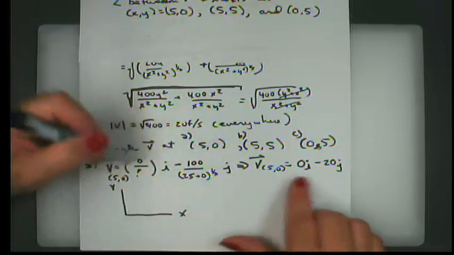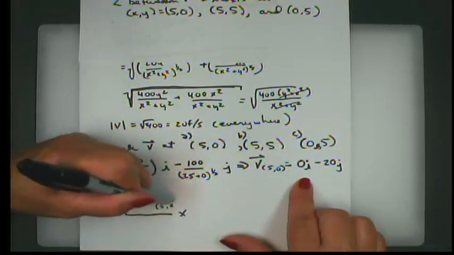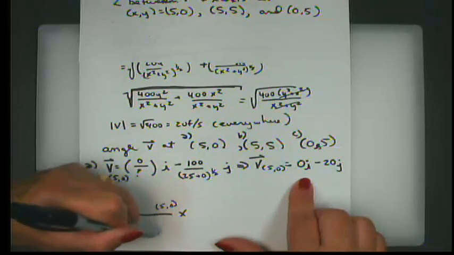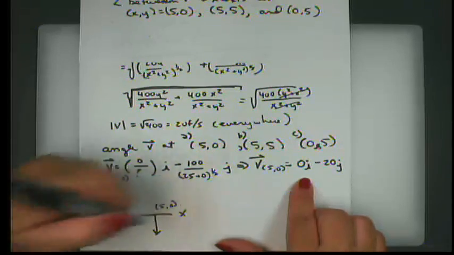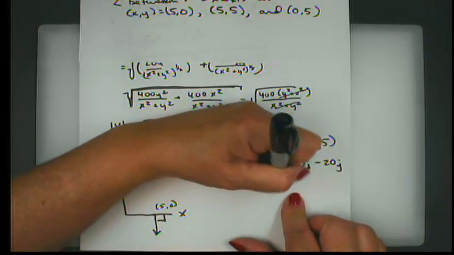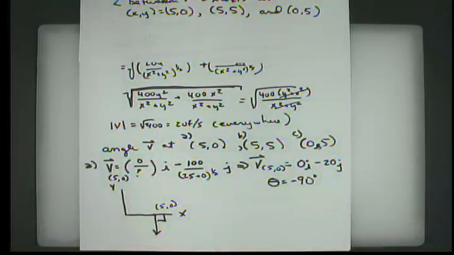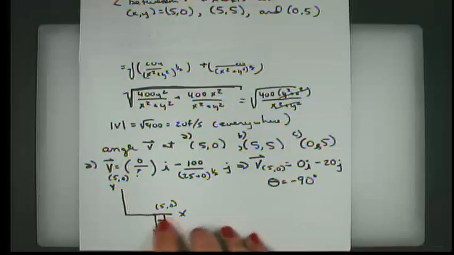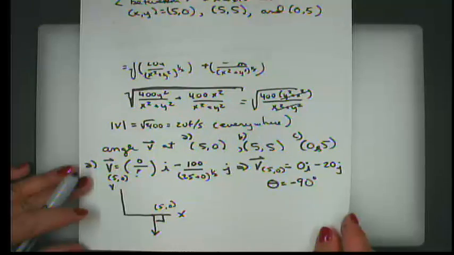So here's my point, 5 and 0. Here's my velocity, 0 and minus 20. What's that angle? Well, it's 90 degrees, or minus 90 degrees. Theta equals negative 90 degrees. Now you could have done that mathematically as well. Negative the tangent, or I would use tangent opposite over adjacent, but you'll come out with 90 because that value is equal to 1.